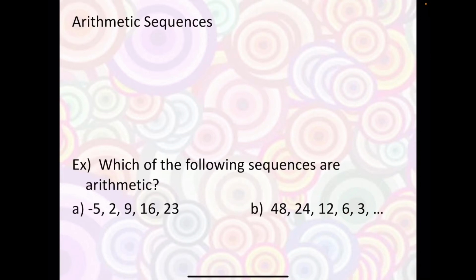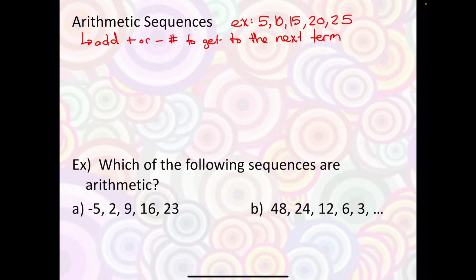Sequences can either be arithmetic or geometric. Let's look at an arithmetic sequence. This was one of the examples that was given, and this is an arithmetic sequence. In an arithmetic sequence, you will add a positive or negative number to get to the next term.